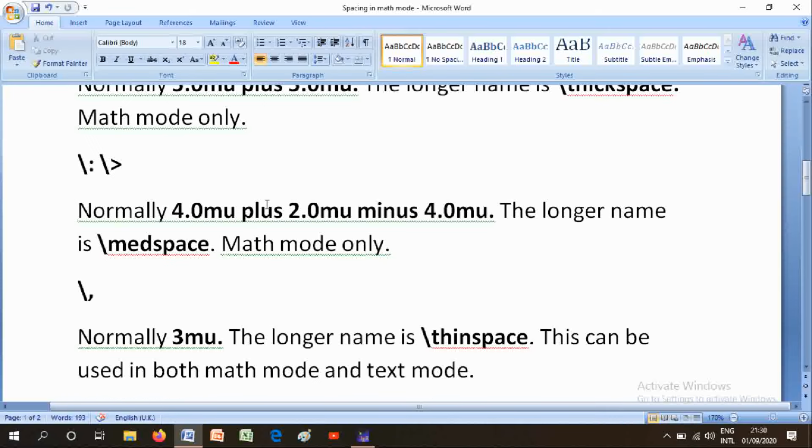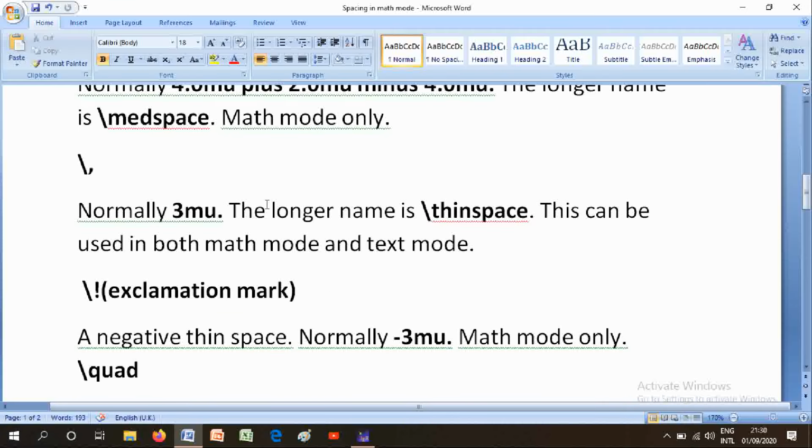Number 3 is backslash comma. Normally 3 mu. The longer name is thin space. This can be used in both math mode and text mode. Number 4 is backslash exclamation mark, a negative thin space, normally minus 3 mu, math mode only.